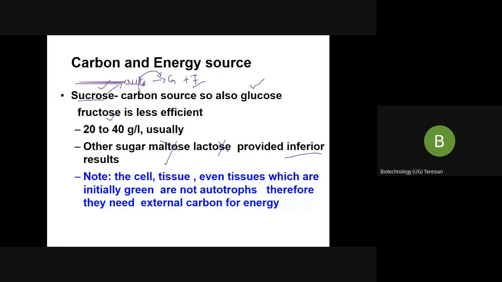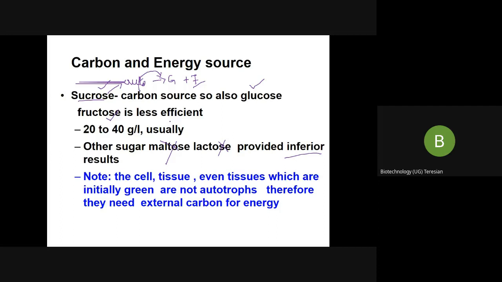So from where am I getting my carbon and energy? How do we humans get our energy? The first source is carbohydrates, right? Similarly, for the plant also, the important source of carbon and energy is carbohydrate. And which are the carbohydrates? It is sucrose and glucose, and then fructose to a lesser extent, whereas the others we mentioned, maltose, lactose, galactose, raffinose, do not provide any good results.